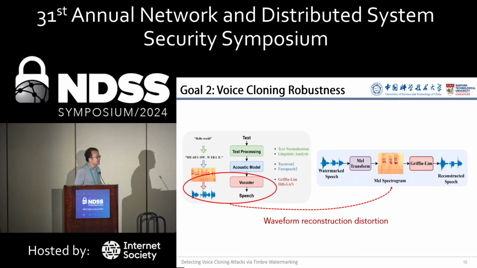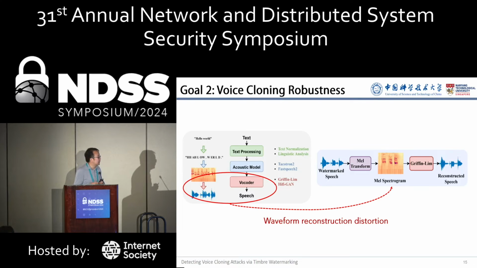The second goal is to make the watermark robust against voice cloning. So we take a closer look into the common structure of voice cloning architecture, which has three phases. The first one is text processing, which tries to get the semantics of the given text. The second one is the acoustic model, which generates the corresponding audio information from the text features. And the last one is a vocoder, which finalizes the speech.